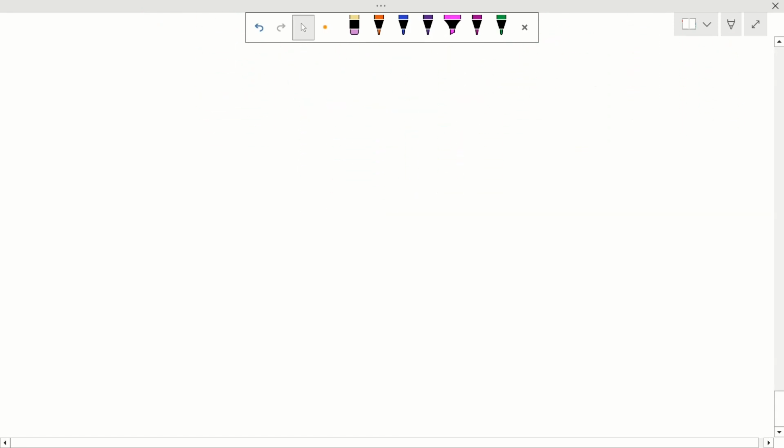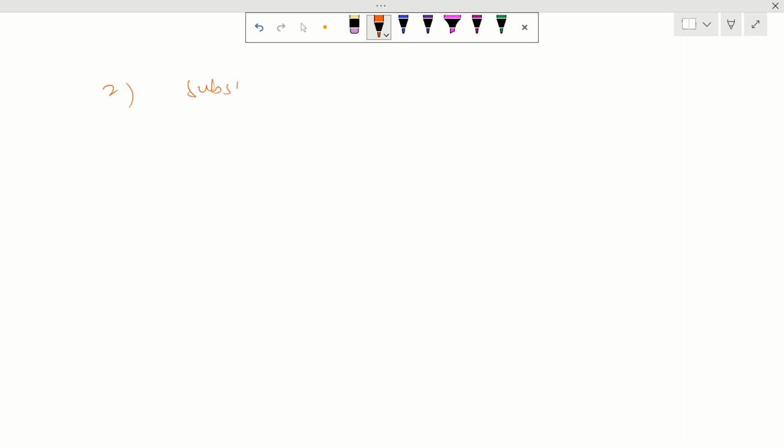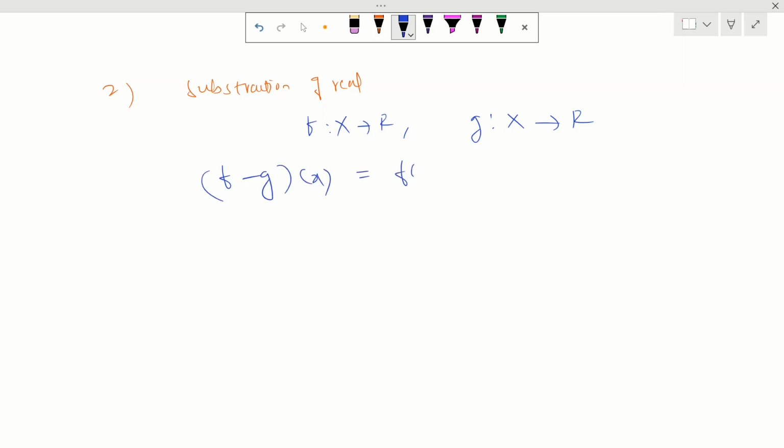Now we'll discuss the second condition, that is subtraction of real numbers. As the name itself says, here we have two relations, f and g, where x belongs to R. Then we write the relation f minus g into x. We can write this relation as f of x minus g of x, where small x belongs to capital X.